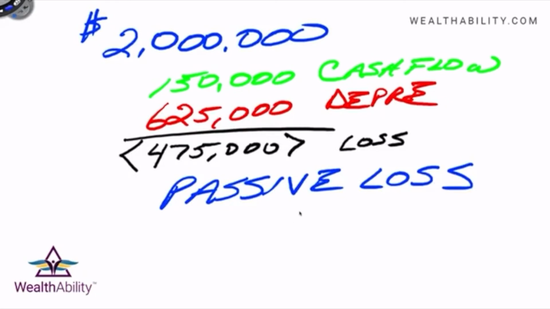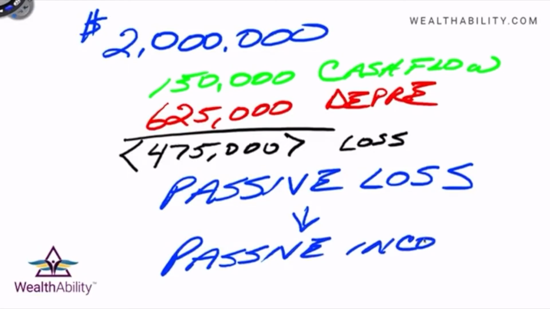And passive loss can only offset passive income. Well, we've already offset our passive income. Our passive income was the cash flow from the real estate. That's our passive income. So we've offset $150,000. I've got $475,000. It's a passive loss. I don't have any more passive income. What am I going to do? Well, it's going to carry over. So next year, it just carries over to next year. And it carries over the year after that, and the year after that, and the year after that. So it carries over forever until you sell the property, at which point it's all freed up.